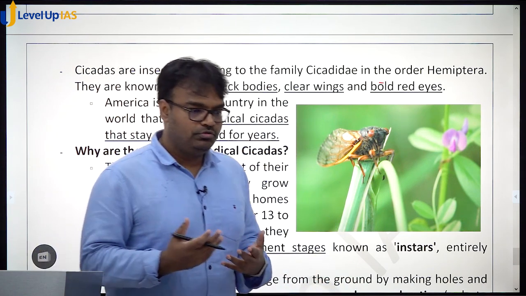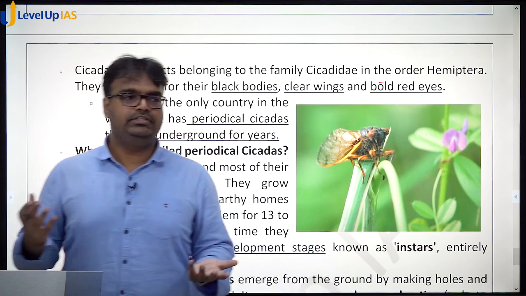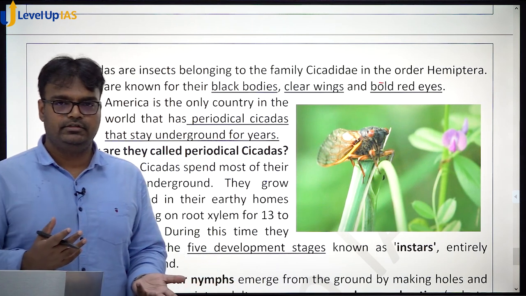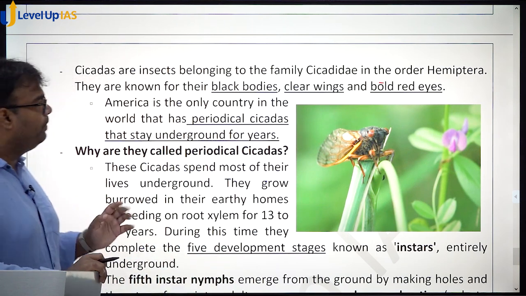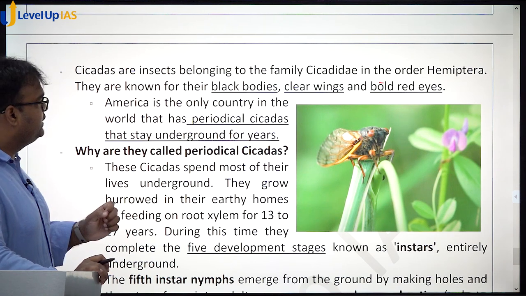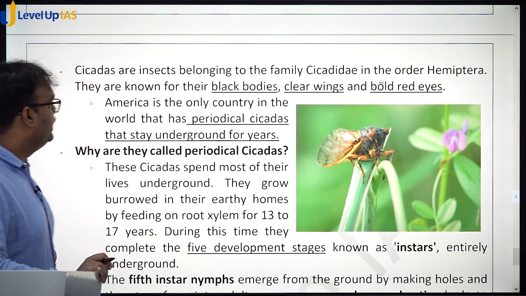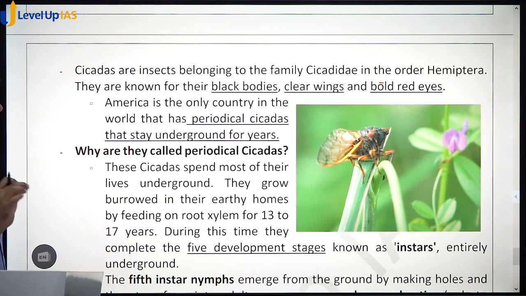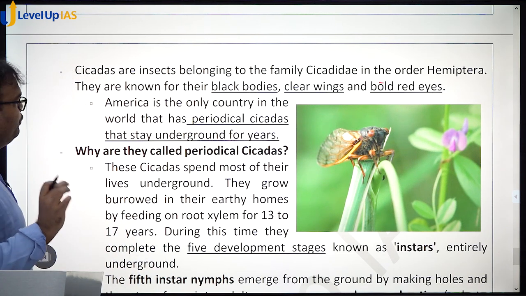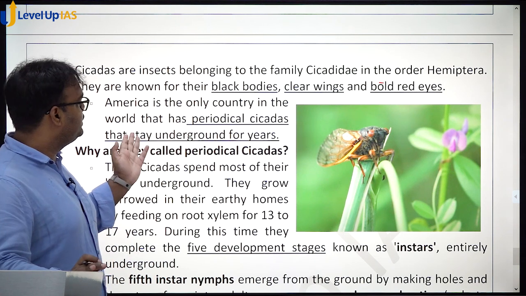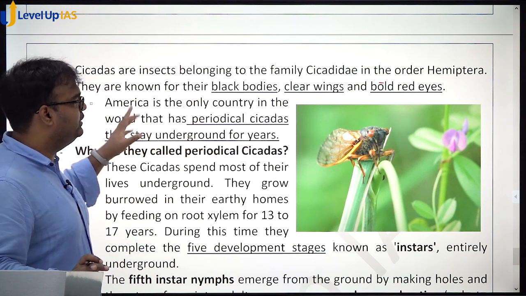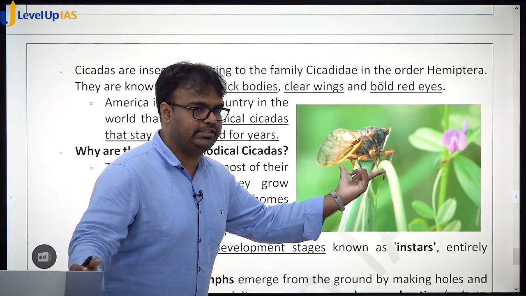This happens once in 17 years or 13 years. So it was in the news for that purpose. Now, let's understand, these are insects which have black bodies, clear wings and bold red eyes. America is the only country in the world where periodical cicadas stay underground for many years. So first of all, understand what these cicadas are.